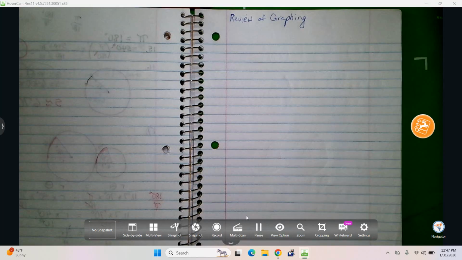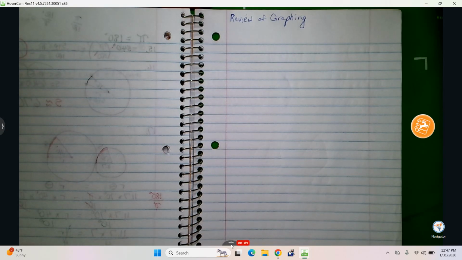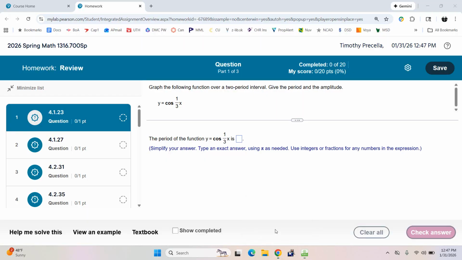Hello, today we're going to review some graphing of the 6 trig functions. So let's get started, beginning with this problem. Graph the following function over a 2-period interval. Give the period and the amplitude.